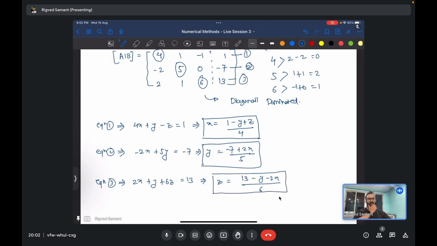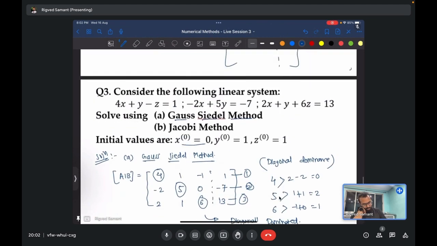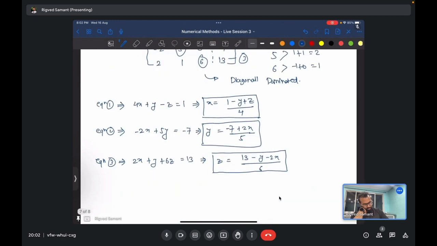So these are your three equations. And you have been given the initial guess as 0, 1, 1: x0 is 0, y0 is equal to 1, z0 is also equal to 1.